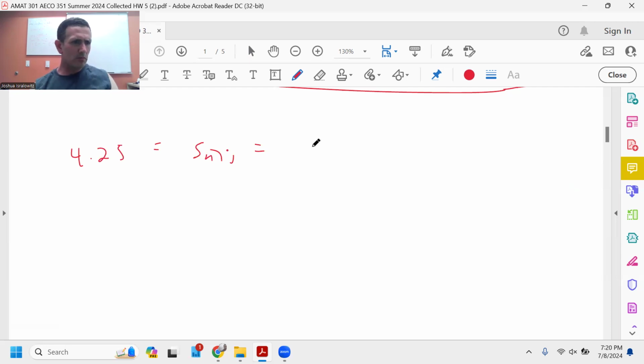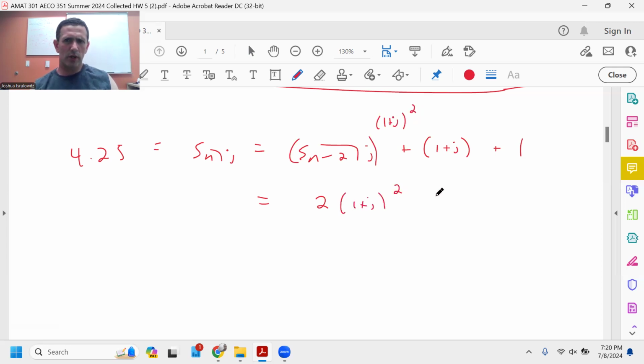So it's SN-2J. The second to last payment accrues one period of interest. And this accrues two periods of interest, 1 plus j squared. So this is x squared.